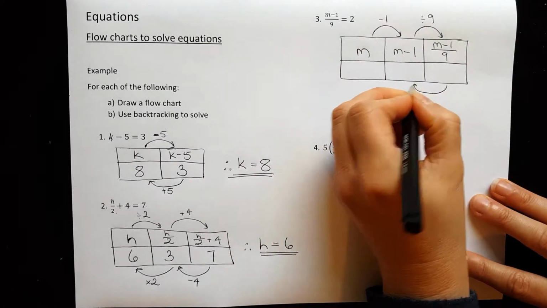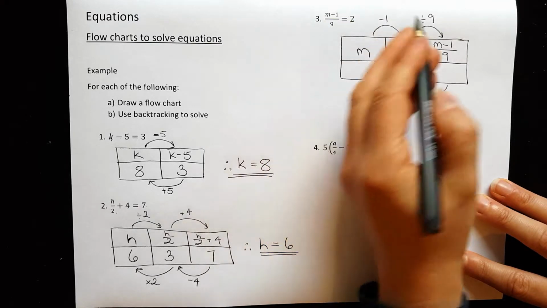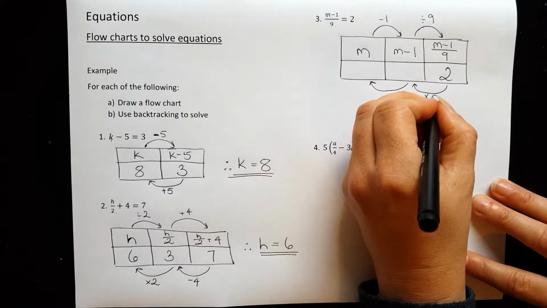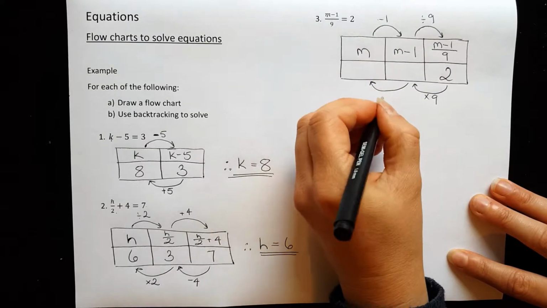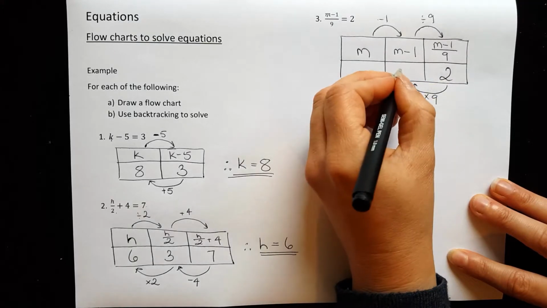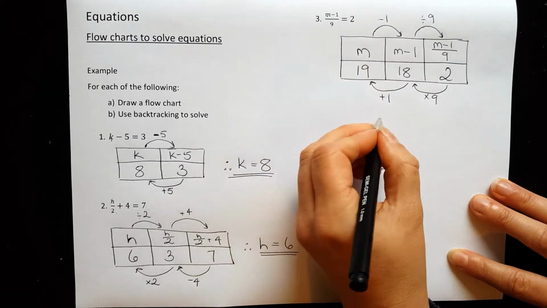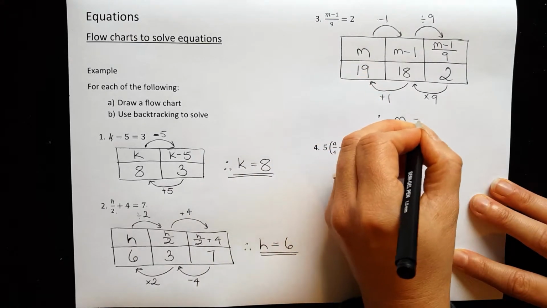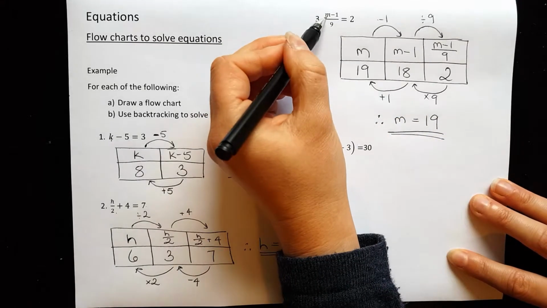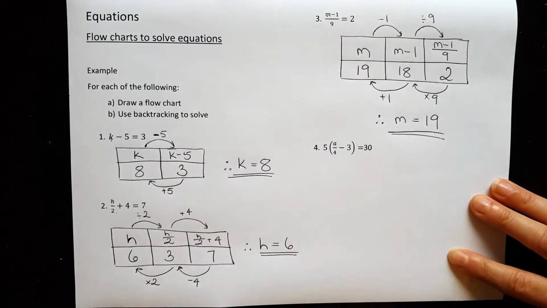Now to go backwards, we know that m minus 1 over 9 is equal to 2. The inverse of divide by 9 is times by 9. Inverse of minus 1 is to plus 1. So first of all, starting with 2, times by 9 is 18, plus 1 is 19. So that gives us an answer that m is equal to 19. Check it in here. 19 minus 1 is 18, divided by 9 is 2.